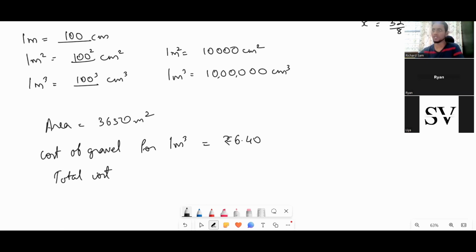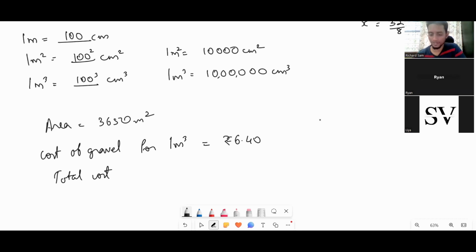Okay, so how will you find the total cost? Let's start backwards, like from the answer. What we need to find is the total cost. How will we find the total cost of the gravel that you need to cover the whole ground? Area into? See, area is two-dimensional. When you put the gravel, it's not in a two-dimensional shape. The gravel has a length, breadth, and it also has a height of 1.2 centimeters. So what shape is this gravel going to be in? It's a cuboid, because it has length, breadth, and height.